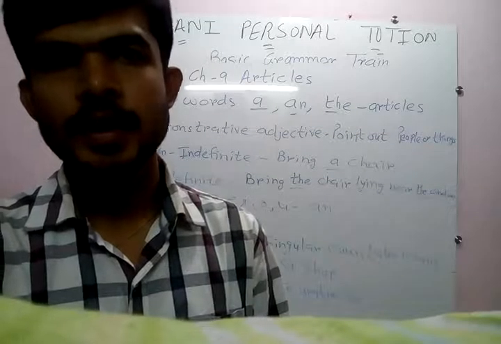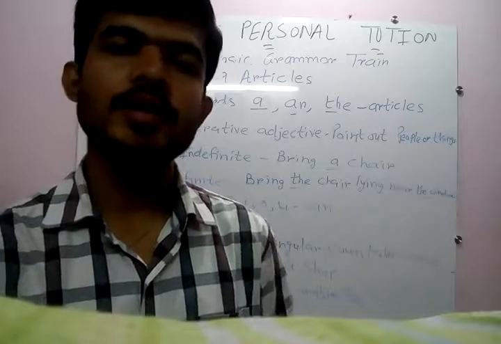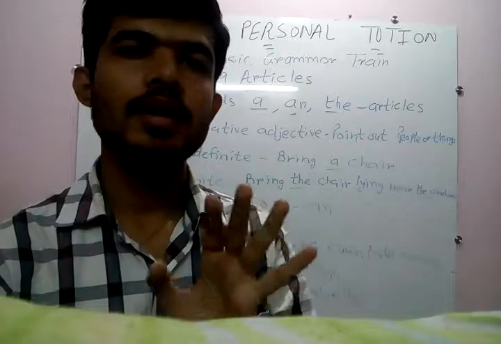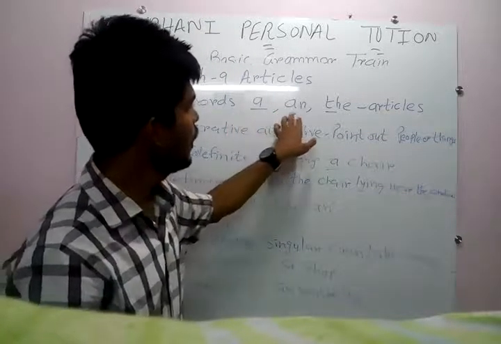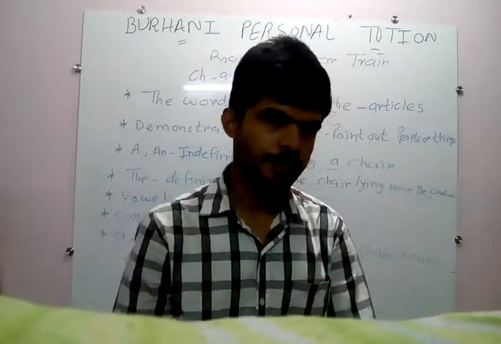So first I will tell you what articles are. Articles are three words: a, an and the. Okay? The words a, an and the are called articles.